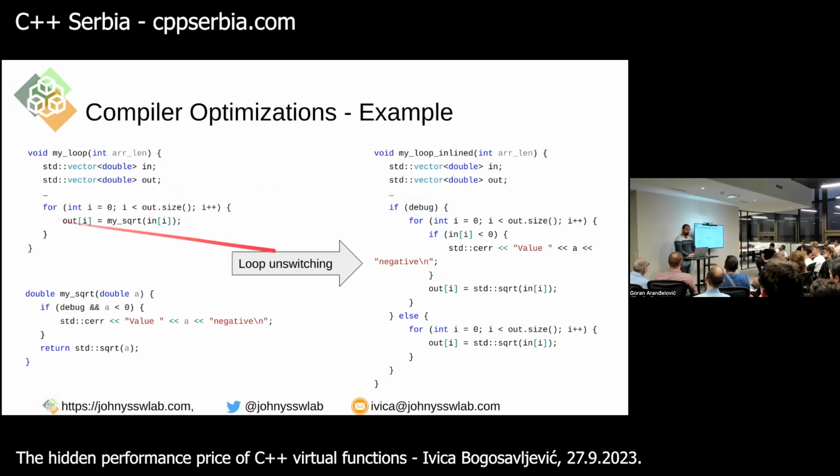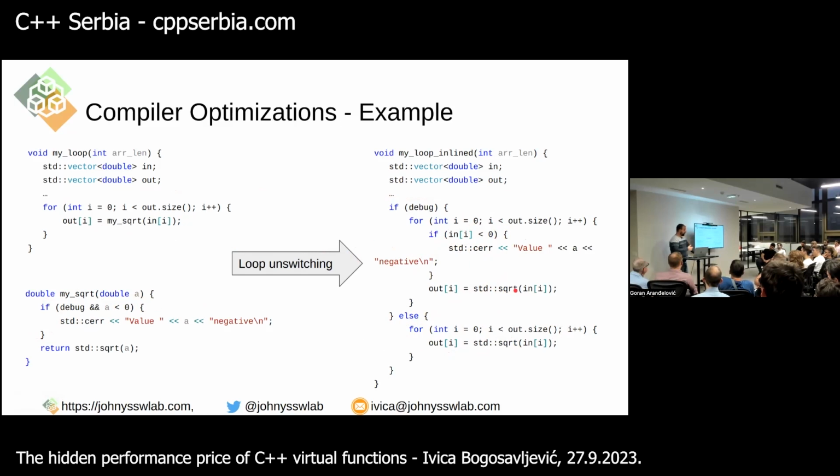This is the original loop. Now here we have two loops. The first loop is when debug is false, so this nothing here evaluates. And you have out[e] equals std::sqrt of in[d]. So it's a really simple loop if debug is false. But if debug is true, then we have this std printing to the standard error and calculating sqrt.